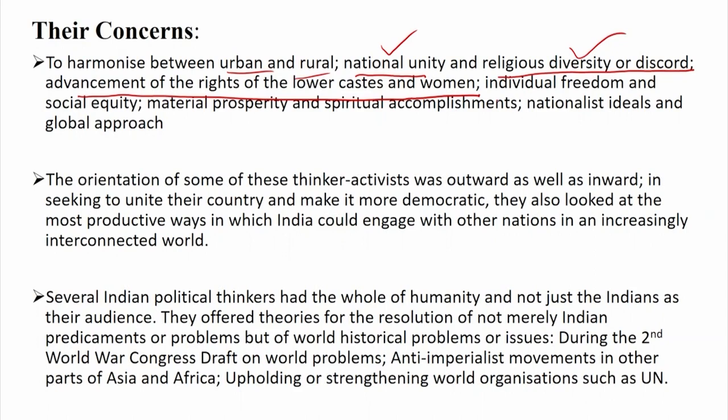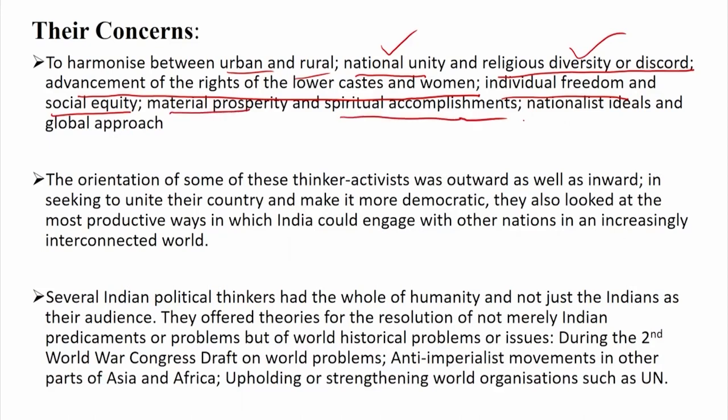Now, the other challenge for them was individual freedom with social equity. Many modern Indian political thinkers were Western educated also, and they realized the significance of the individual as a unit to understand a society. But they were also aware of the existence of community life or social life in India. So for them, harmonizing individual freedom and social equity was also a challenge, and many thinkers did reflect on this problem. Another was material prosperity with spiritual accomplishment.